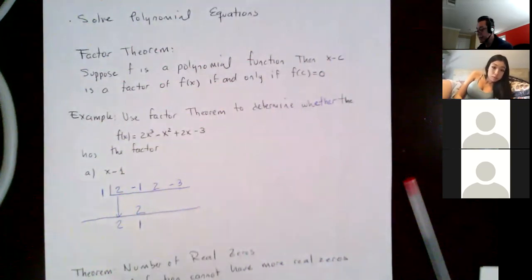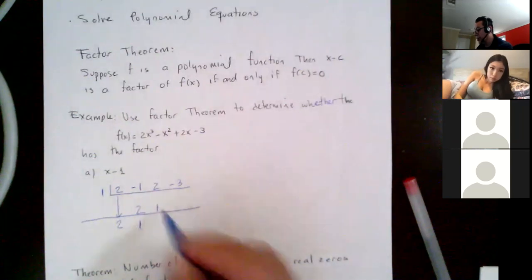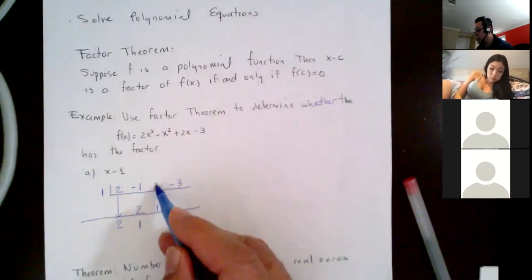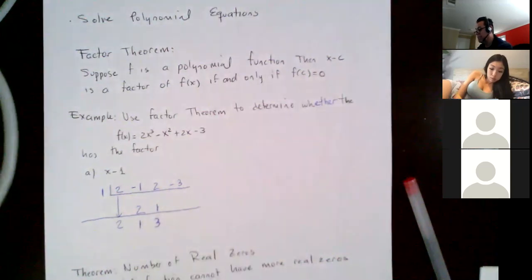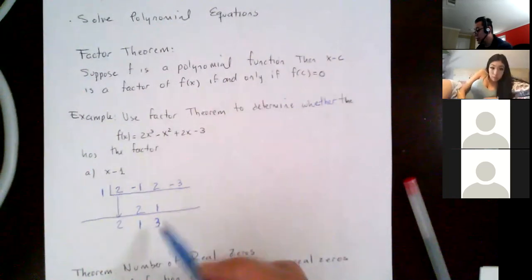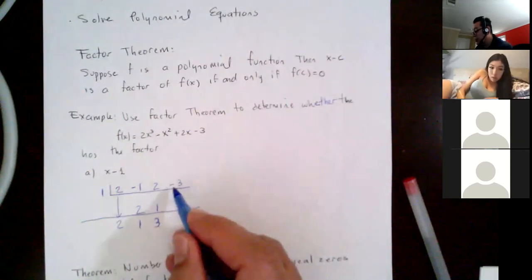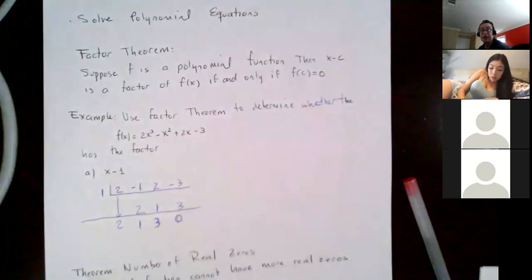And then you keep doing the same. 1 times 1 is 1, you write it here, and you add these two numbers. 2 plus 1 is 3. And then you do the same. 1 times 3 is 3. What is negative 3 plus 3? 0.